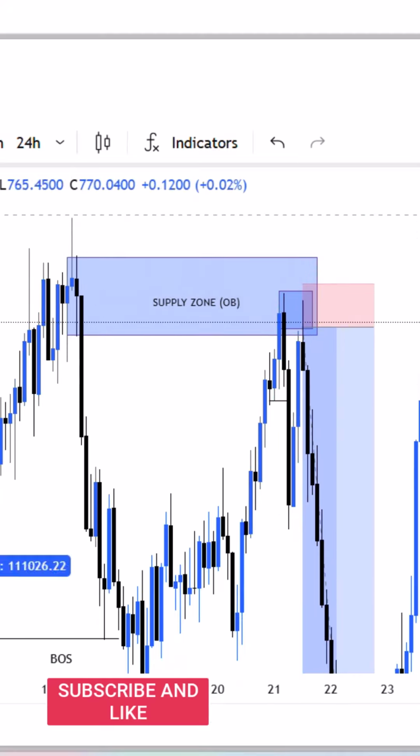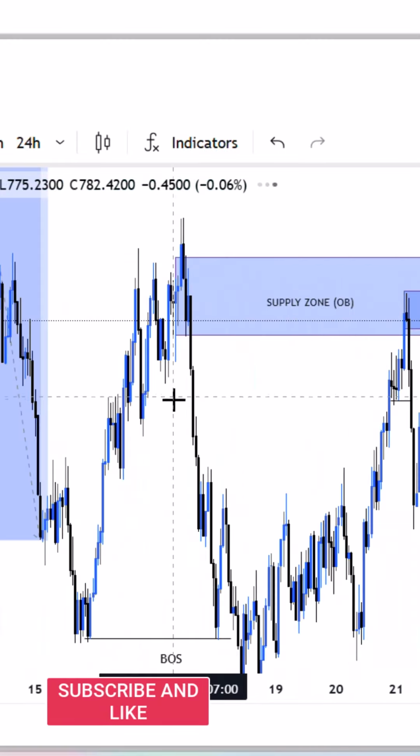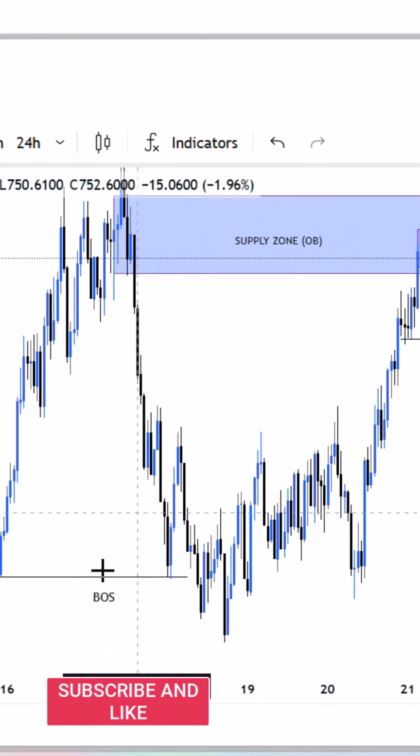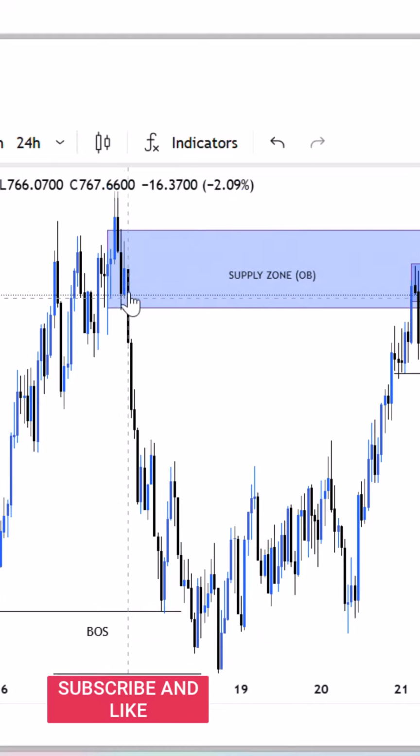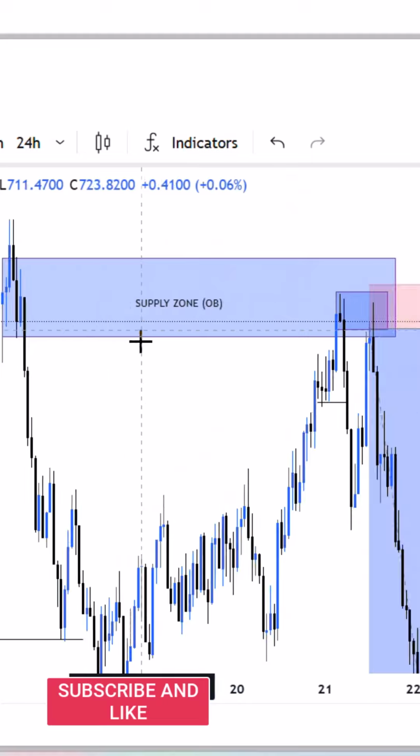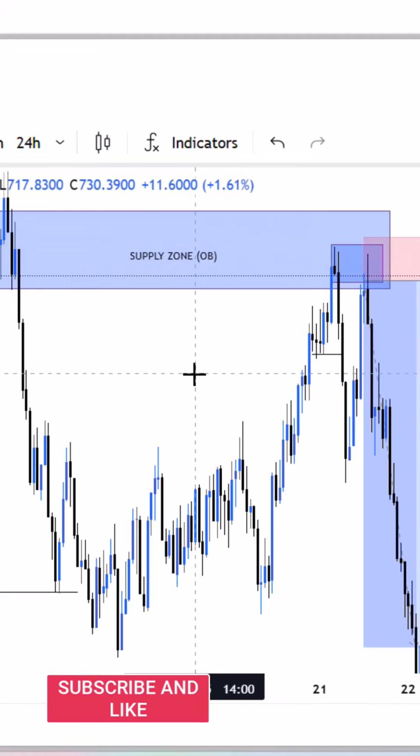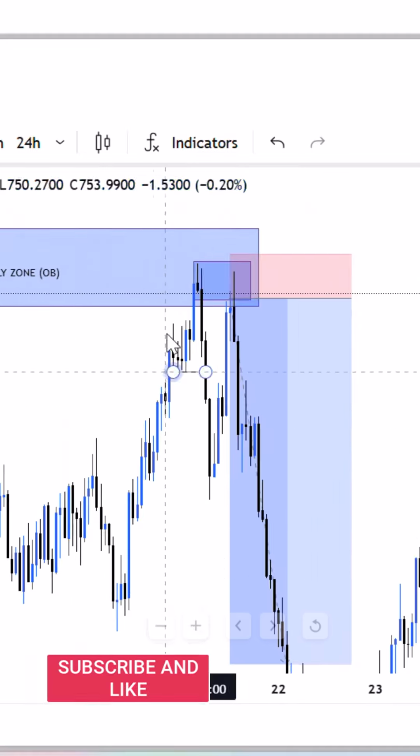So what did we do? We went down to a lower time frame, back to the 1 hour time frame. We still saw the same thing, the break of structure, and this was the zone that caused it. Then we waited for price to tap into that zone. After price tapped into our zone, we looked for our entry.